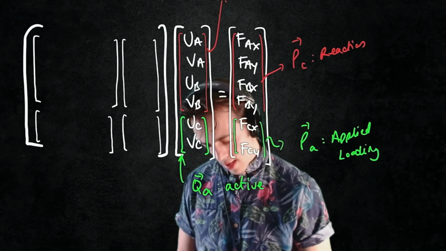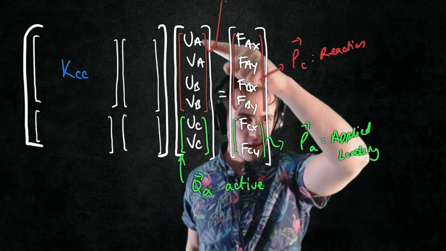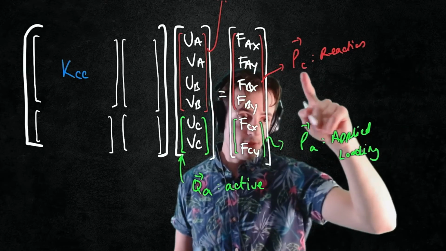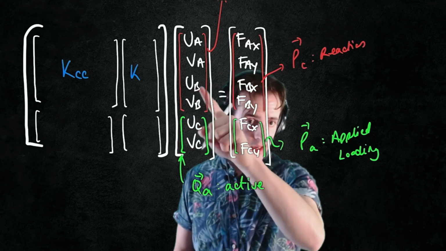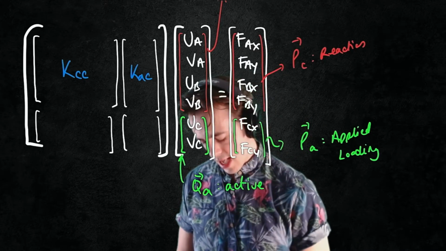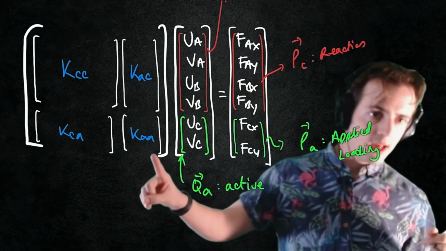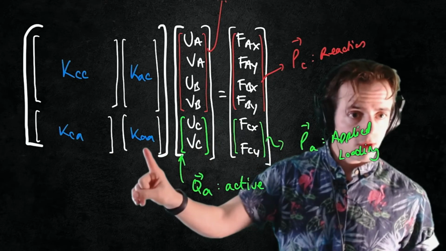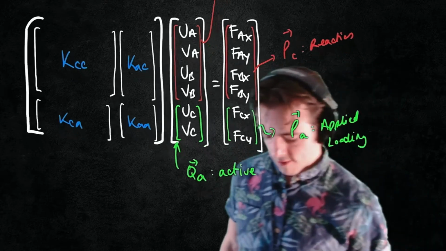And let's say this is KCC, because it's the portion of the stiffness matrix that relates these constrained displacements to the constrained reactions, which are constrained forces, which are the reactions. We'll then say here this is K, and it's relating the active displacements to the constrained forces. So we'll say this is KAC, this is KCA, and this is KAA. This one here is the part of the stiffness matrix, which for this 6x6 would be a 2x2 that relates the active displacements, which is the bit that we want to know, and this applied loading here.